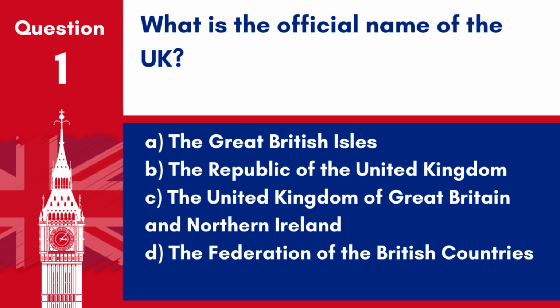Question 1. What is the official name of the UK? A. The Great British Isles. B. The Republic of the United Kingdom. C. The United Kingdom of Great Britain and Northern Ireland. D. The Federation of the British Countries.